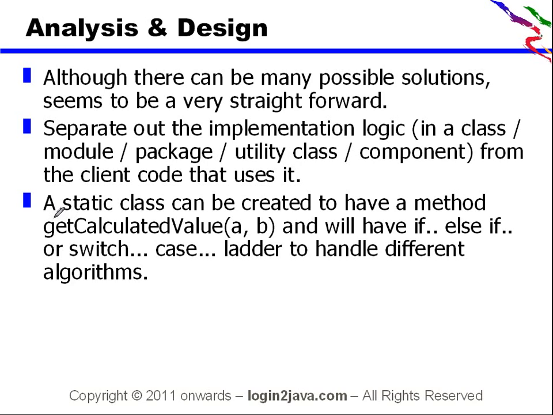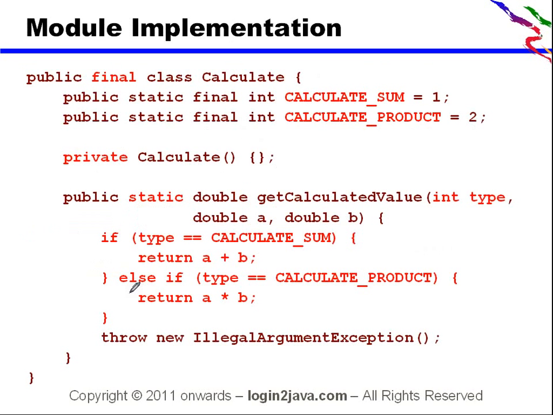So looking at this particular scenario, this particular context, a static class can be created to have a method getCalculatedValue, where you can pass two different parameters A and B on which you need to perform some calculations, and it will have an if, else if or switch case ladder to handle the different algorithms. This basically comes to every developer's mind as a particular solution for this problem. So let's look at the example code for this solution.